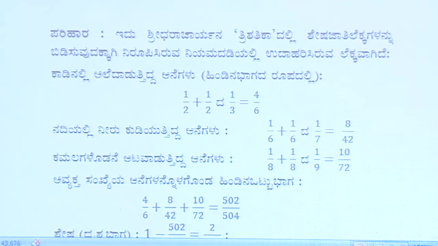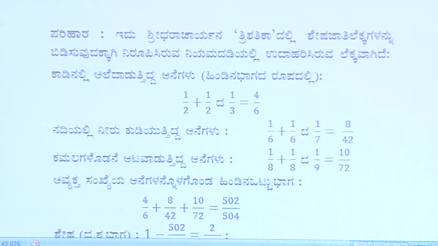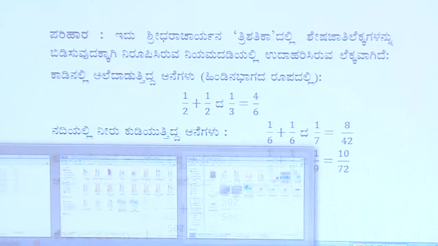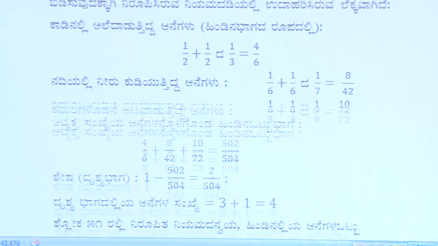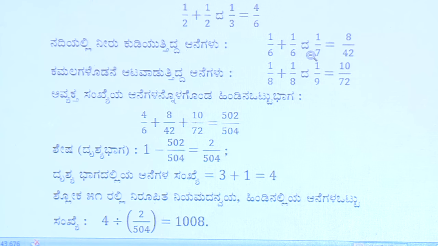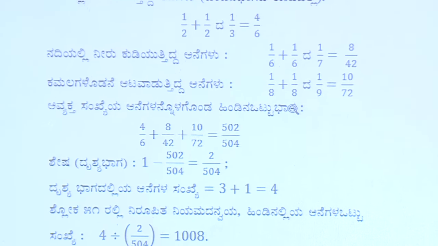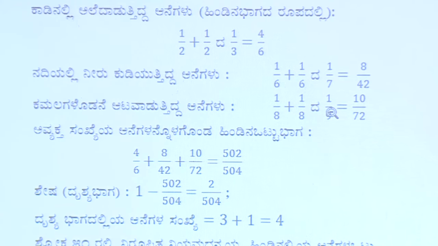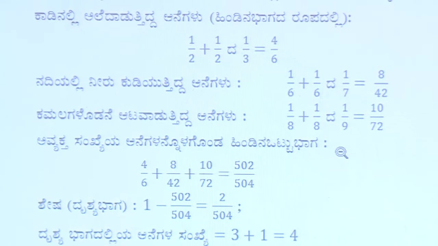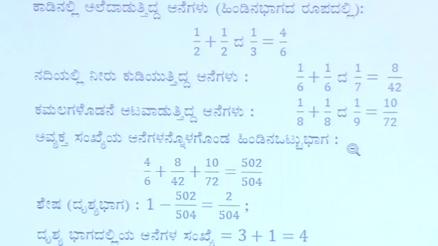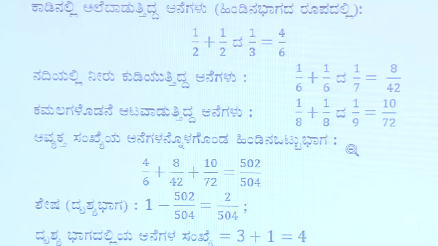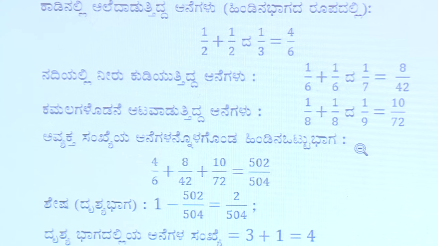These were roaming in the forest. Next, the second part, which were drinking water, is 1/6 plus 1/7 of 1/6. That added will be 8/42. They were drinking water. And 1/8 plus 1/9 of 1/8, that is 10/72, were playing with the lotuses.